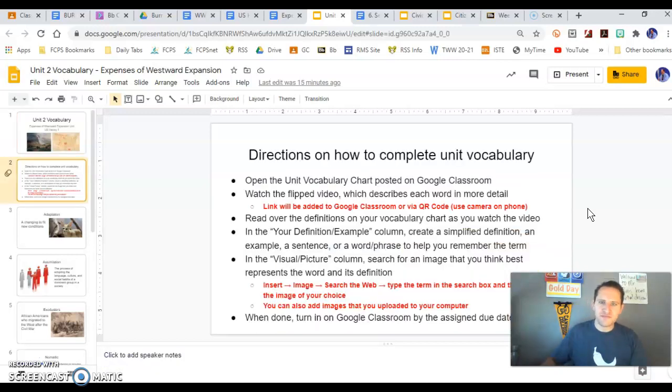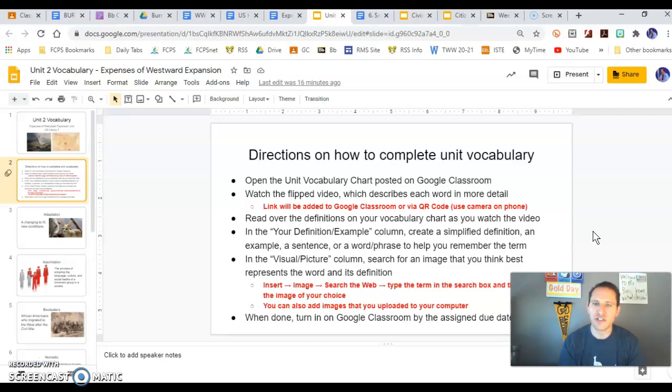The directions are the same as they were the last time you did this. I'm going to give you a handout, and that handout's going to have the definitions written in. What you have to do for homework: first, you have to watch the video to get further explanation. Then you have to complete the definition or example column, a simplified definition, an example, a sentence, a word or phrase to help you remember the term, synonym, something like that. And then in the visual picture column, you have a couple of options.